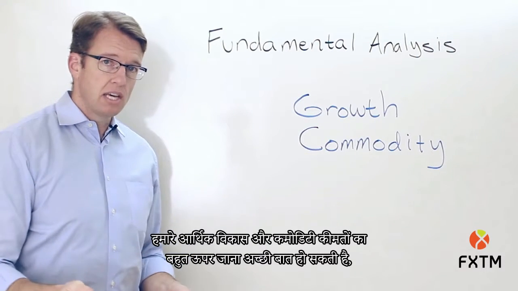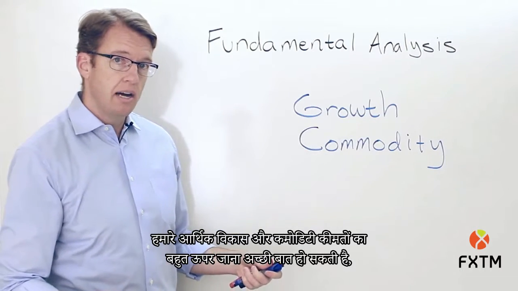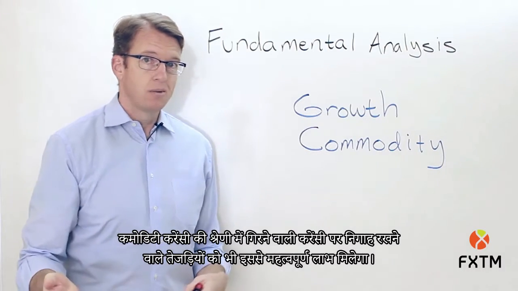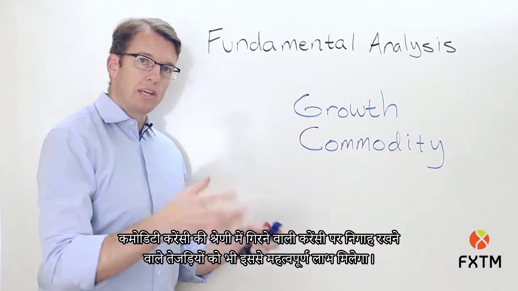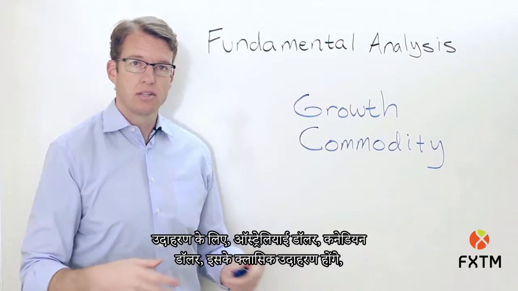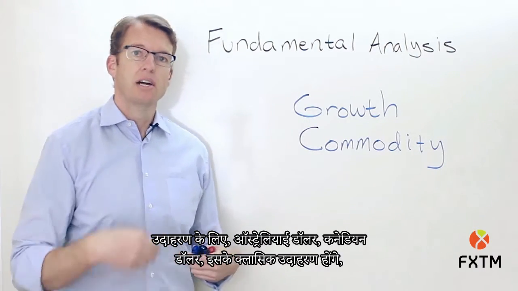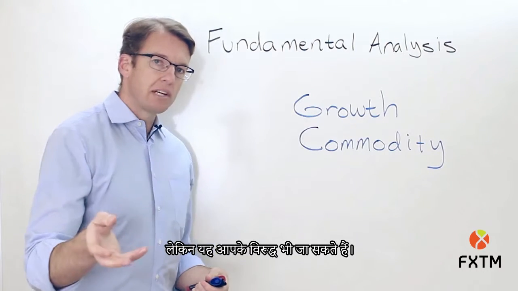Now this can be a good thing, of course, when we have a lot of economic growth and commodity prices are going up. Well, that generally will give a significant advantage, if you will, to the bulls who are looking at a currency that falls into the category of a commodity currency. So let's say, for example, the Australian dollar, the Canadian dollar, those would be two classic examples. But it can also work against you.